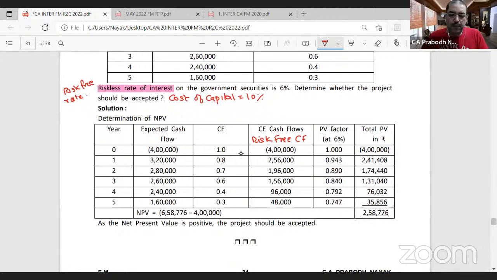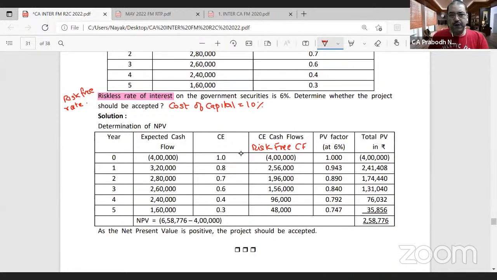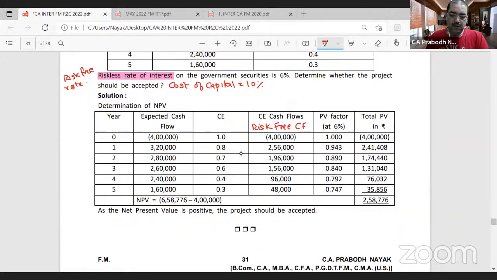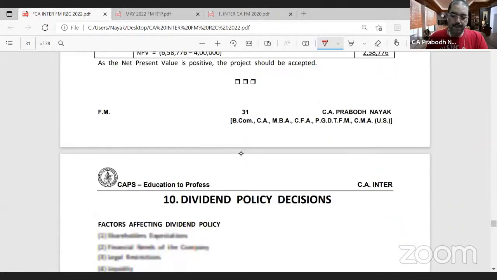This topic of risk analysis should not be that much of a concern. Normally, it should be very simple questions. They will ask you more questions on capital budgeting and concentrate less on risk analysis.